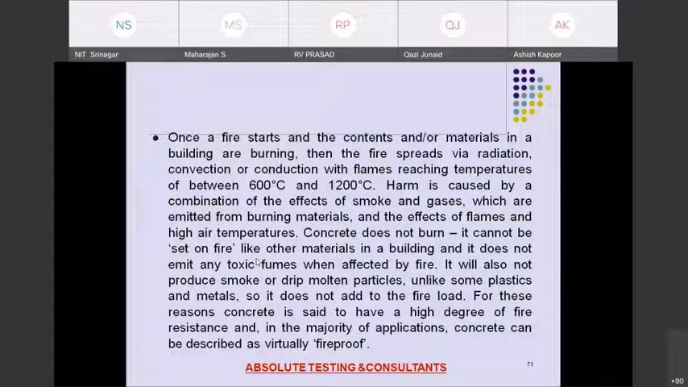Concrete, as we know, does not burn. It cannot be set on fire like other materials in a building, and it does not emit any toxic fumes when affected by fire. It also does not produce smoke or drip molten particles, unlike some plastics or metals, so it does not add to the fire load. For these reasons, concrete is said to have a high degree of fire resistance, and in the majority of applications, concrete can be described as virtually fireproof because it doesn't set on fire.